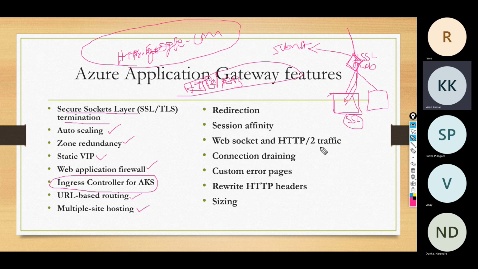And WebSocket and HTTP/2 traffic is also supported. Not only HTTP and HTTPS traffic but also WebSocket. Nowadays we can see 3D and some other metaverse, virtual reality, AR related websites; WebSocket and HTTP/2 protocol traffic is also supported by the application gateway. And connection draining, that means if you want to do some activity on the backend, like installing something on a particular virtual machine, you can make the connection drain on this virtual machine and perform the activity.